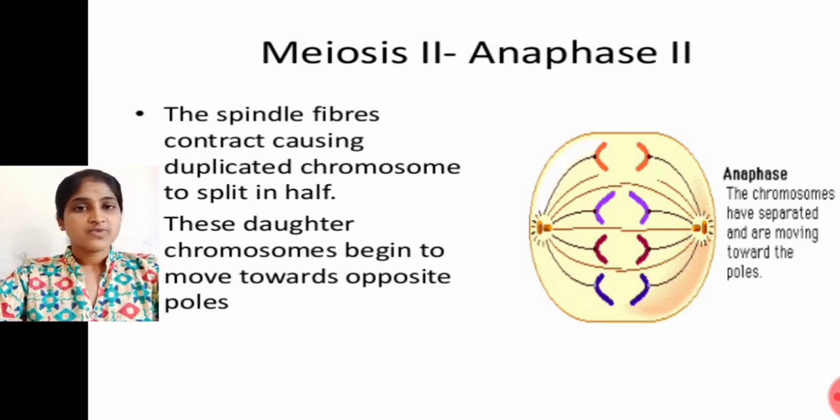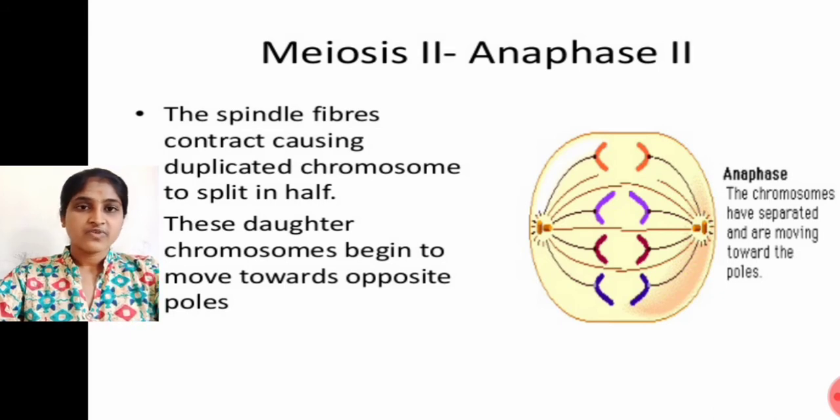So this process we call the migratory phase. Why? Because the chromosomes are divided in half number, and they move in opposite directions to the poles with the help of the spindle fibers. This process we call the migratory phase.